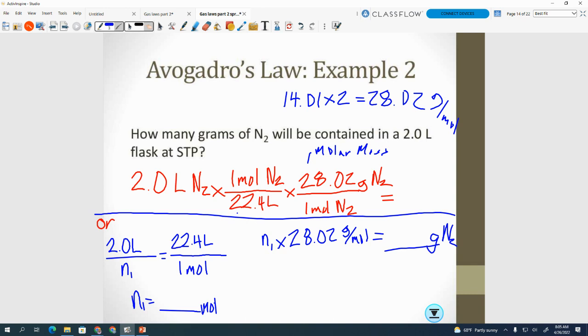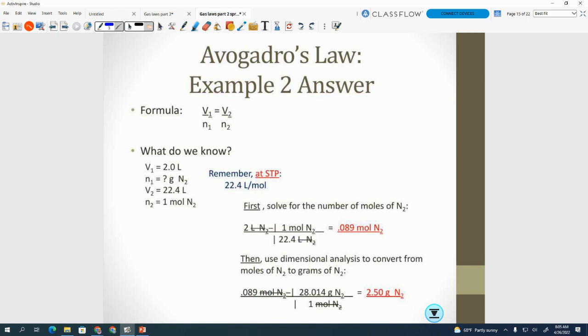So now looking at our solutions, going through using dimensional analysis, we would have ended up with 0.89 moles of N2 that we multiplied by 28.02 or 28.01 gives us 2.5 grams. If we did it the other way, we would get the same answer both ways. All right, we're going to end up with 0.089 moles both ways.